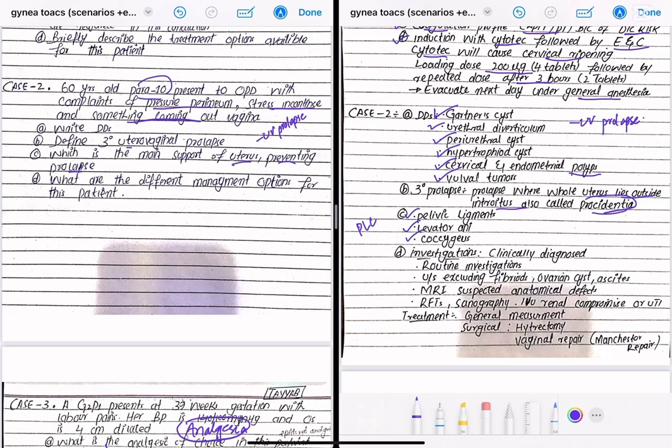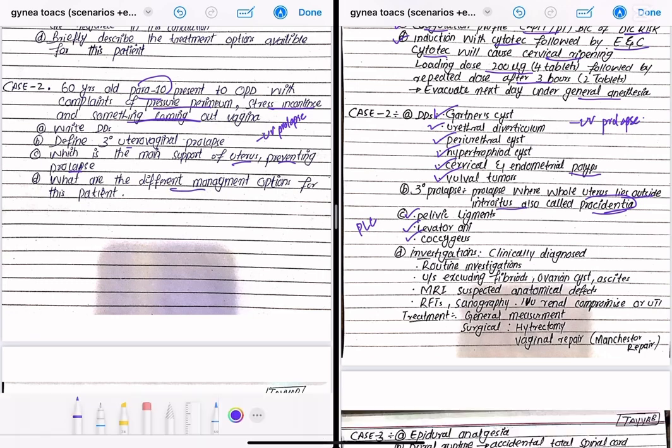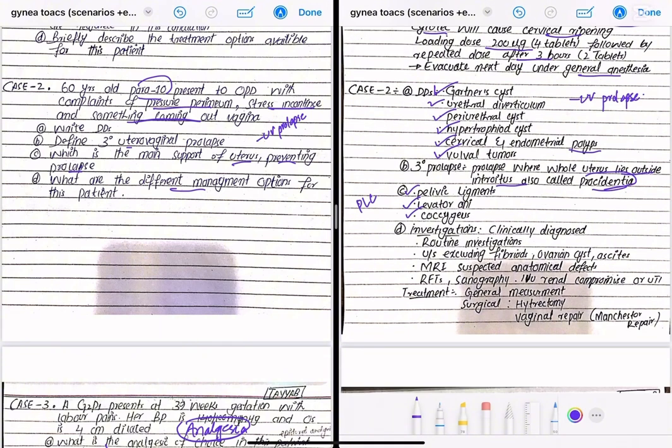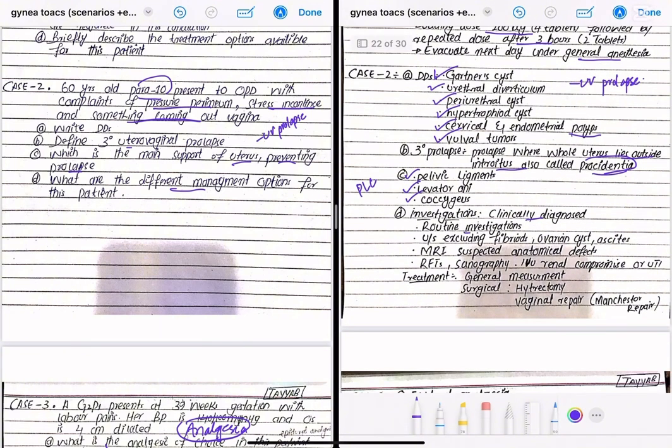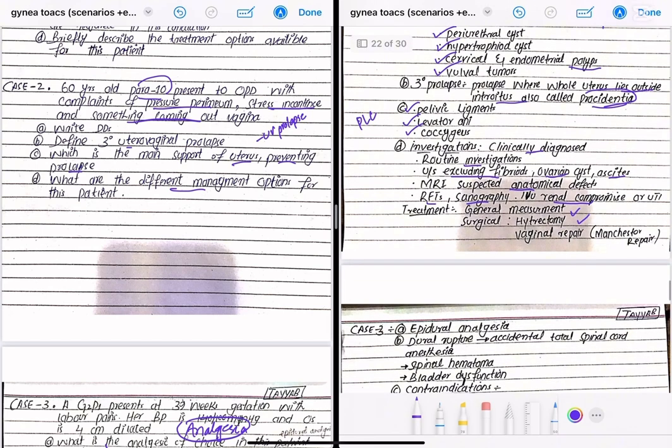What are the different management options for these patients? So first of all, the diagnosis is clinical. Then routine investigations are done. Then ultrasound is done to exclude fibroids, ovarian cyst, and ascites. MRI is done for suspected anatomical defects, and RFT, sonography, and intravenous urogram for renal compromise or UTI. The treatment options are that general management is done. Then surgical options are hysterectomy or vaginal repair, which is Manchester repair. This is the most appropriate treatment for the UV prolapse, that is Manchester repair. Other than these, hysterectomy can also be done, along with general measures. Okay, so this was UV prolapse.